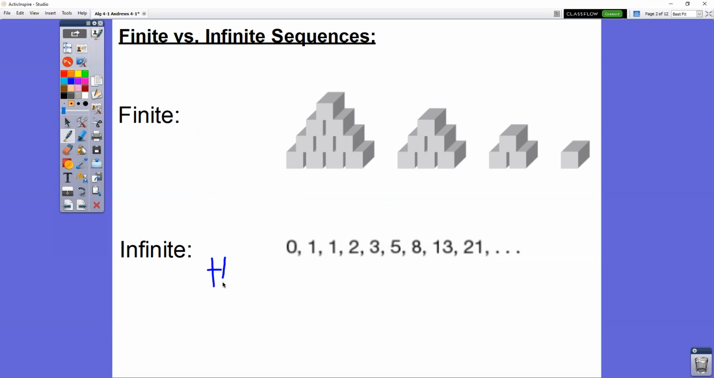In an infinite pattern, the pattern will go on forever. The pattern will never end, right? It will just keep on going and getting larger and larger and larger. Eventually, you'll end up with numbers that are in the millions and billions and trillions. So the pattern will never end. There's no end to it.